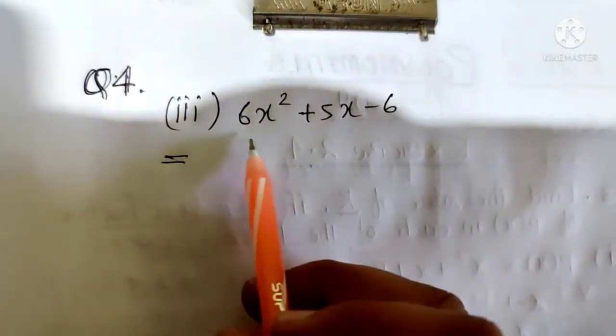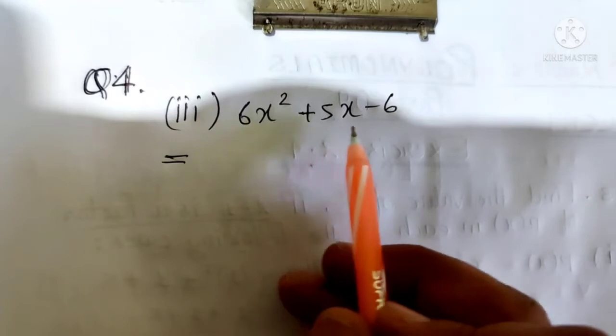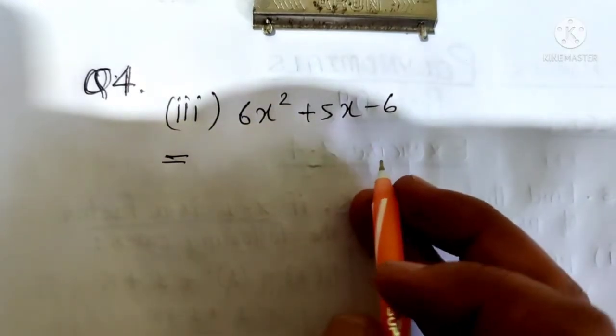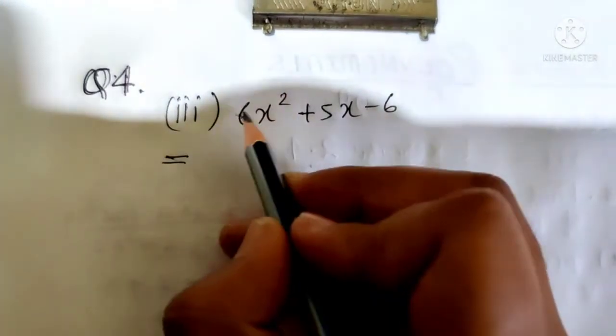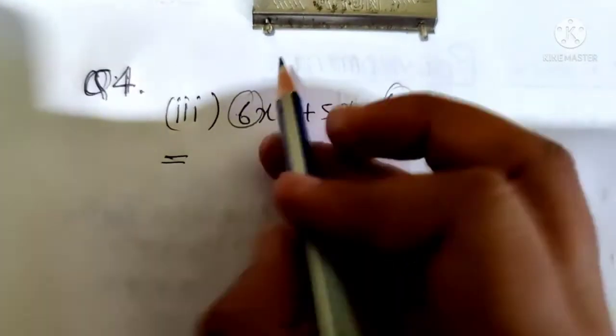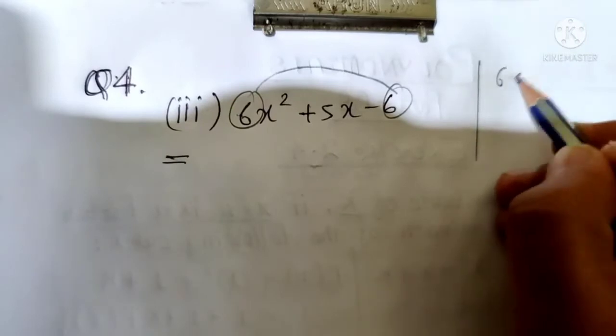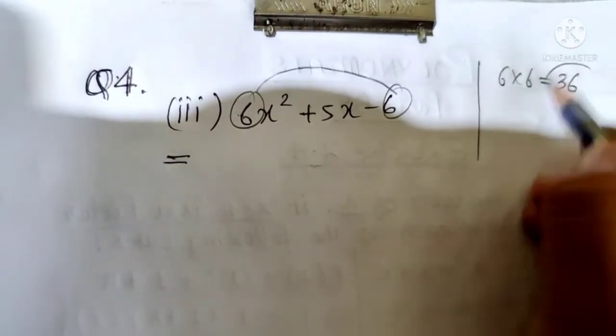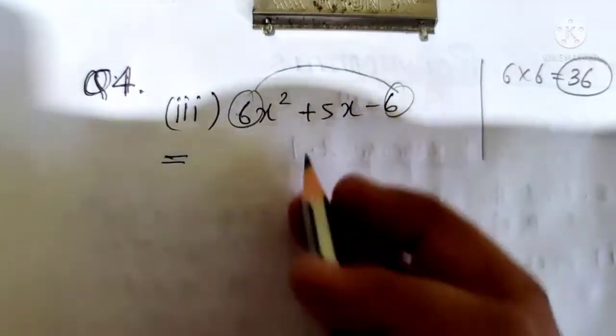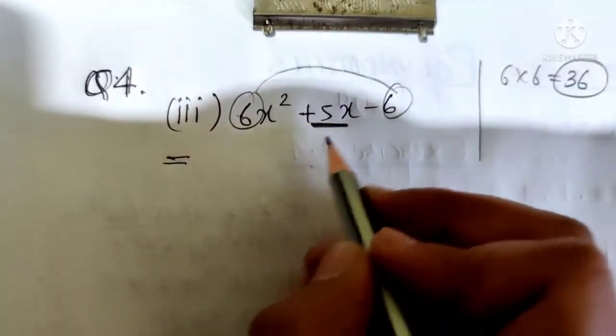Now the third part that we have is 6x square plus 5x minus 6. So the same thing we will do. First we multiply the first term and the last term, only the numbers, not the variable. So 6 into 6 will come 36. It means we need a product of 36. Now what is the middle term? 5x.